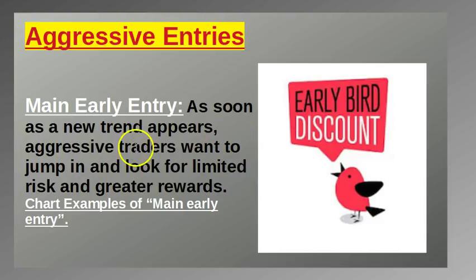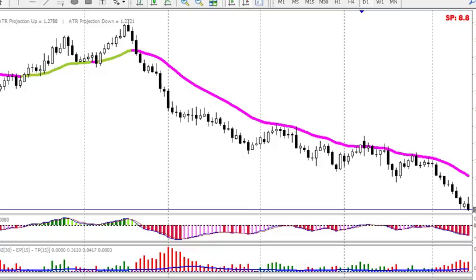As soon as a new trend appears, if you're an aggressive trader, you want to jump in and look for limited risk and greater rewards. Okay, so let's take a look at some chart examples. We're going to look at the British Pound USD. This is the daily chart. This is the only type of charts we trade, guys.